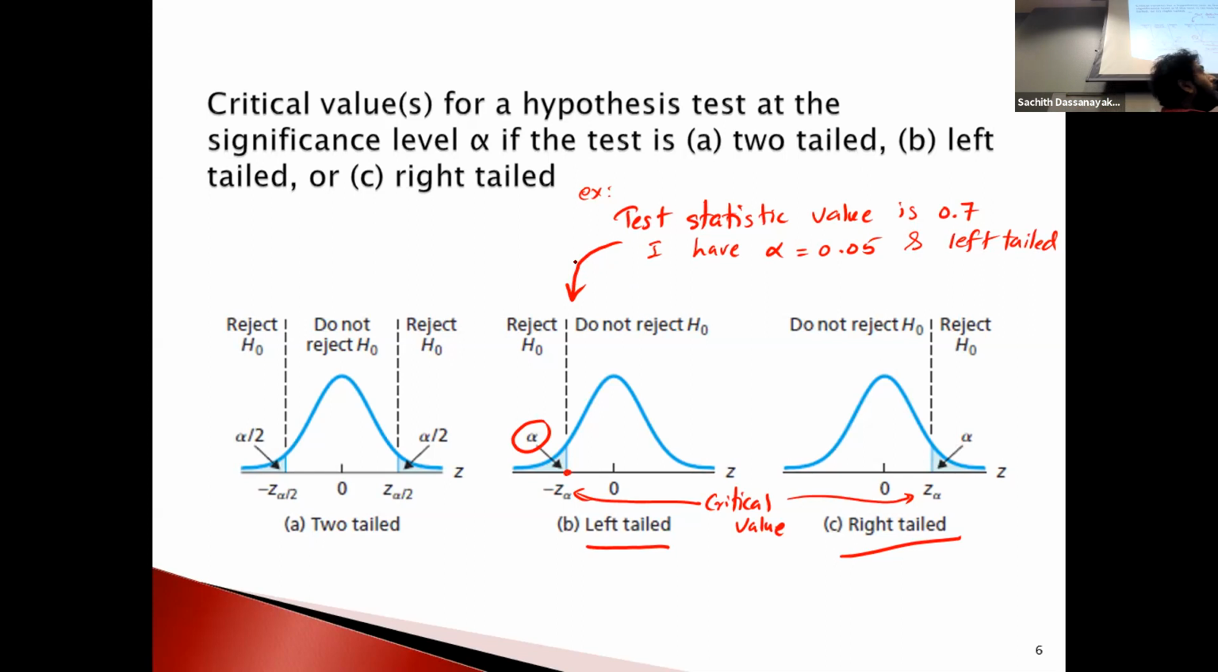No. Why? Because 0.7, my test statistic value, is bigger than this value. See here, alpha is 0.05. Hold on. Alpha 0.05. You have to find the Z value, the Z score value. So what is the Z score value based on this one, which means C alpha? What is C alpha?